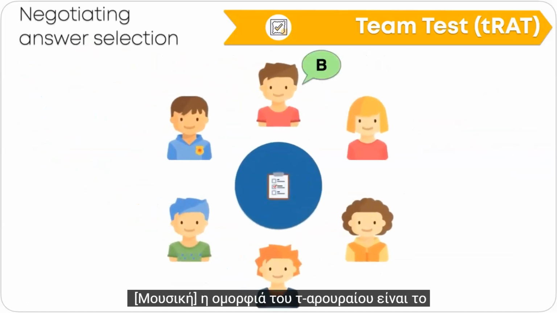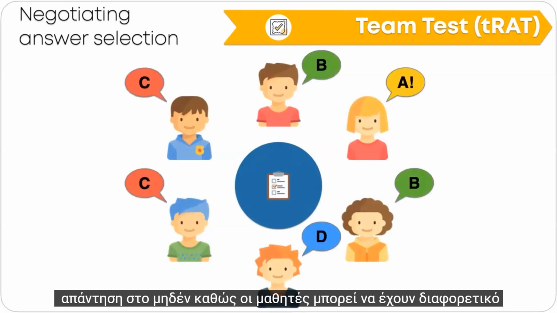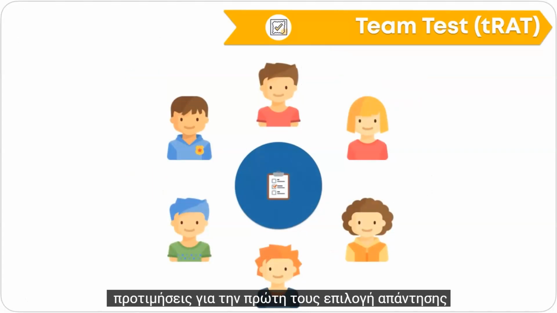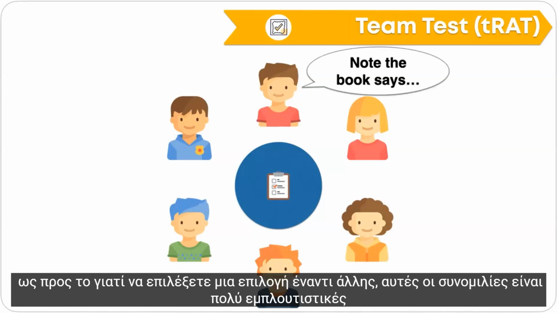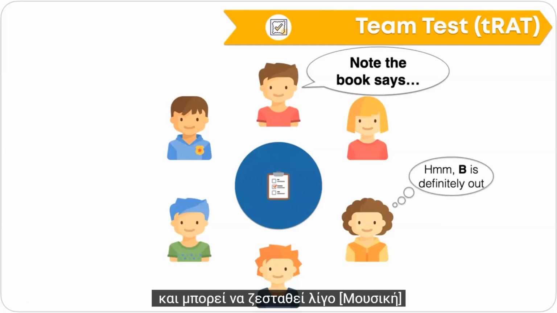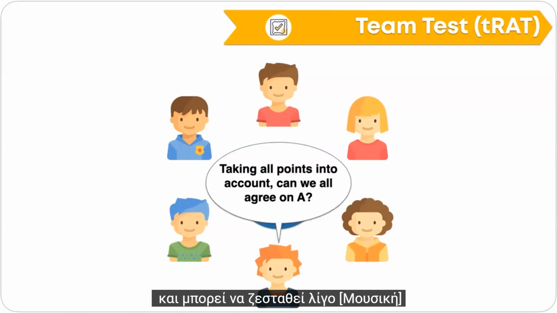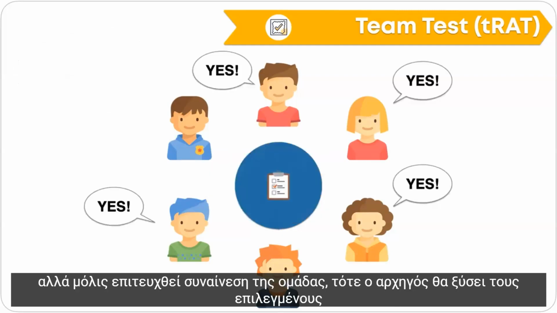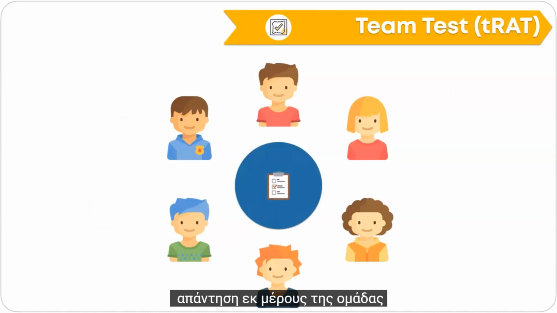The beauty of the TRAT is the negotiation that takes place amongst the students to choose the answer to scratch. As students might have different preferences for their first answer choice, they need to provide their fellow team members convincing evidence as to why choose one option over another. These conversations are very enriching and can get a little heated. But once team consensus is reached, then the leader would scratch the selected answer on behalf of the team.